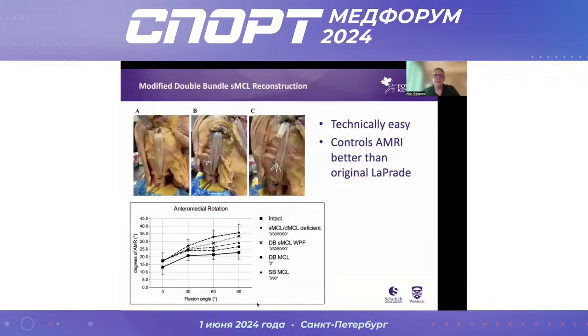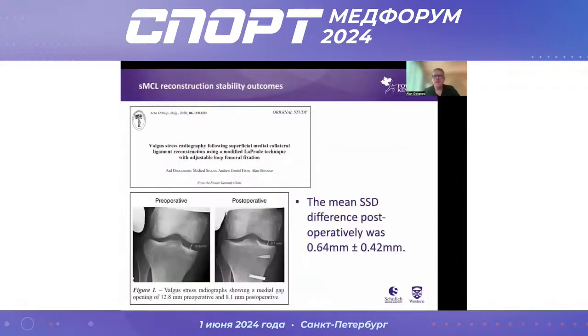And we have shown in this double bundle SMCL reconstruction that if you place the anchor just a little bit more anterior, we can actually control anteromedial rotatory laxity better than the original single bundle, single graft LaPrade technique as described here. The outcomes of this reconstruction tend to be excellent. We have published this looking at stress radiographs postoperatively, and it shows that we can reestablish coronal plane laxity very nicely.